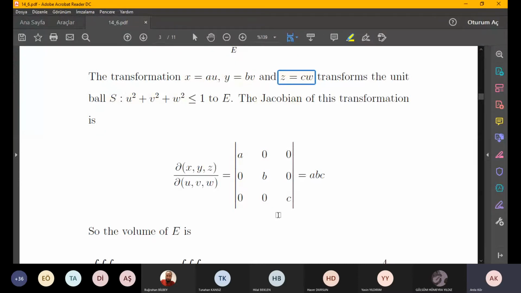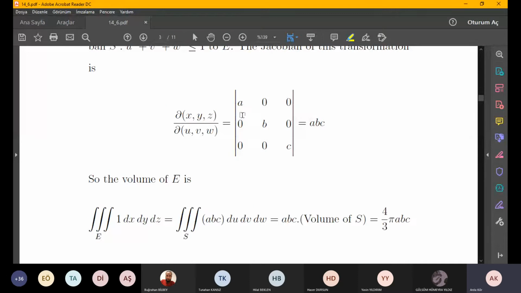So when you calculate the determinant of that matrix, since you have just non-zero items on the diagonal and the rest is 0, then that will be directly defined by the multiplication of those items on the diagonal of the matrix. So it will be A times B times C. Also, when you calculate, you will see the Jacobian is equal to ABC.